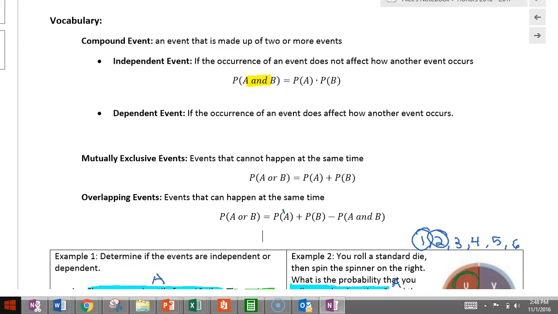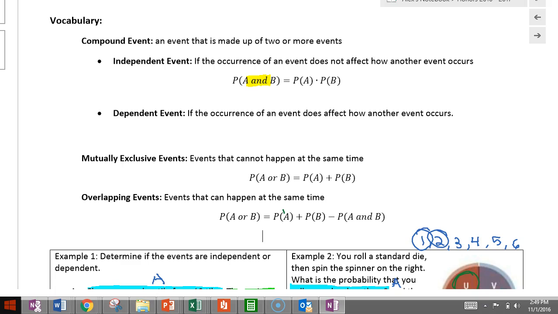Alright guys, yesterday we really focused on independent probability, so today we're going to focus on the other three types of compound probability. So dependent events, mutually exclusive events, and overlapping events. We already know what dependent events are, and solving the probability for dependent events is very similar to how we solve for independent events. Mutually exclusive events and overlapping events are different.